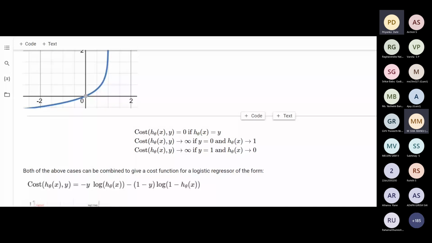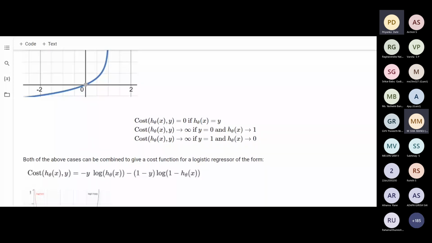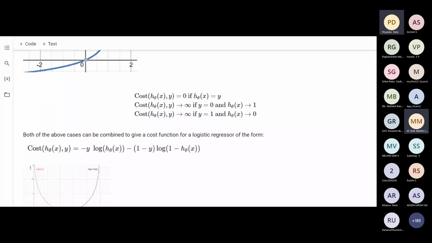And the cost function for a logistic regressor we get in the form: cost of h(x) equals minus y log of h(x) minus (1 minus y) log of (1 minus h(x)). So this is how we get it.